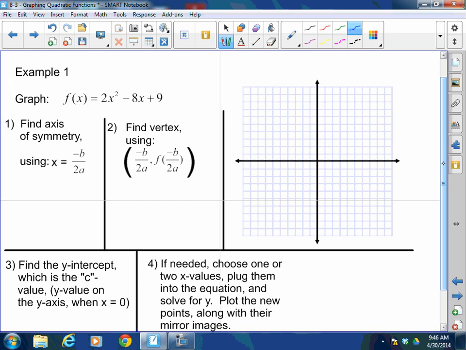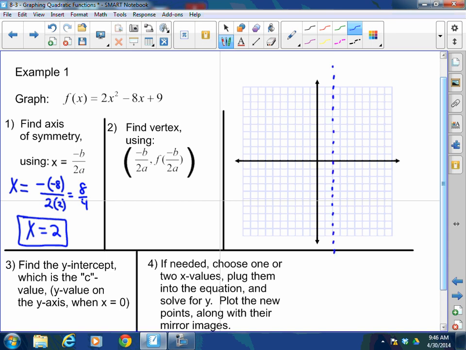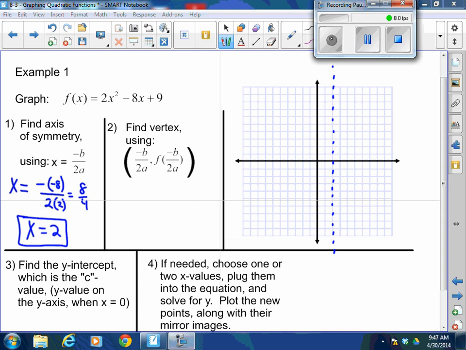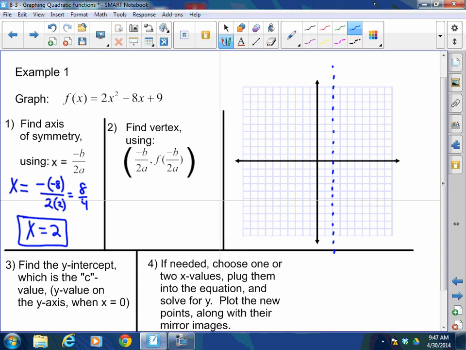First thing I want you to do is find the axis of symmetry. So x equals, in this case, negative b, so that's negative times negative 8 over 2 times a, which is 2, so that's 8 over 4. So x equals 2. Once you have that axis of symmetry, go ahead and graph it. I'm going to hit pause. All right, hopefully you had some time to write that down.